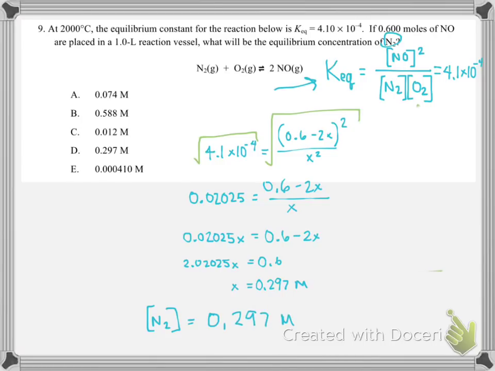But it's always good to take your x, not just circle it right away, and make sure that you're plugging it back into your ICE table to get the appropriate numbers.